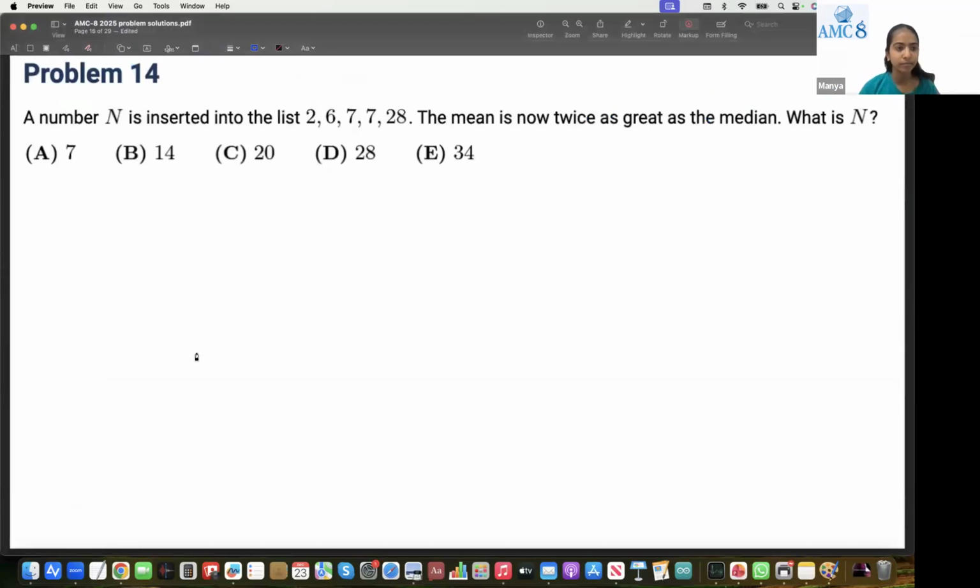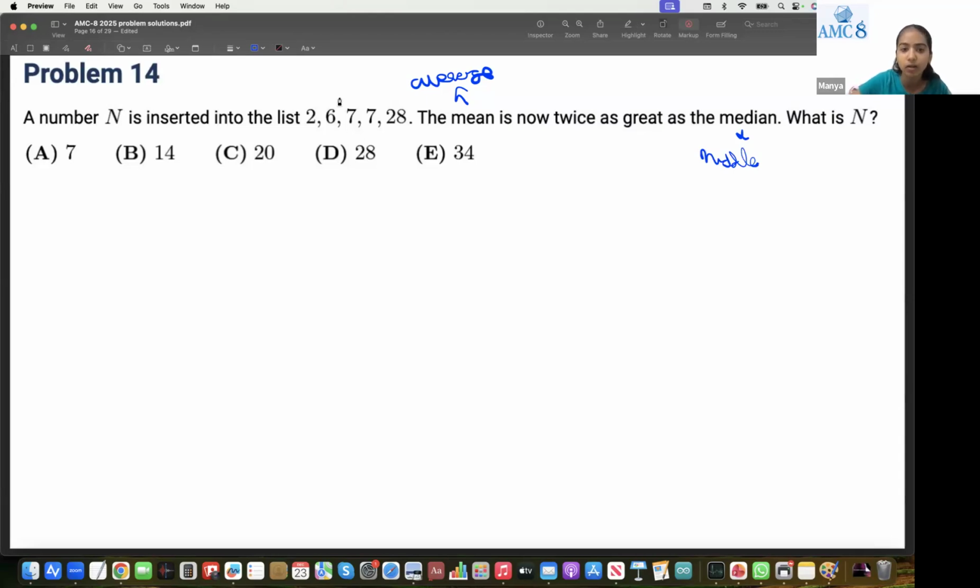Problem number 14. A number n is inserted into the list 2, 6, 7, 7, 28. And now the mean is twice as great as the median. What is n? So the mean just means the average, right? The mean is the average, and the median would just be the middle number.